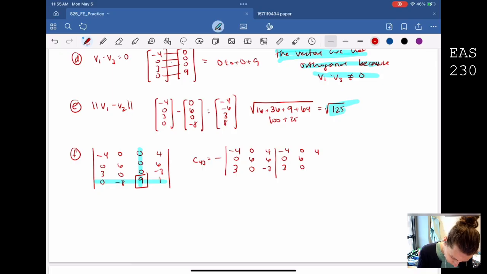0, 6, 0, 4, 6, -3. So over here I have -4 times -3 times 6, which is 72 plus 0 plus 0. And then this way, nice. I have 4 times 6 times 3, so minus 72. So this ends up with my determinant being 0.